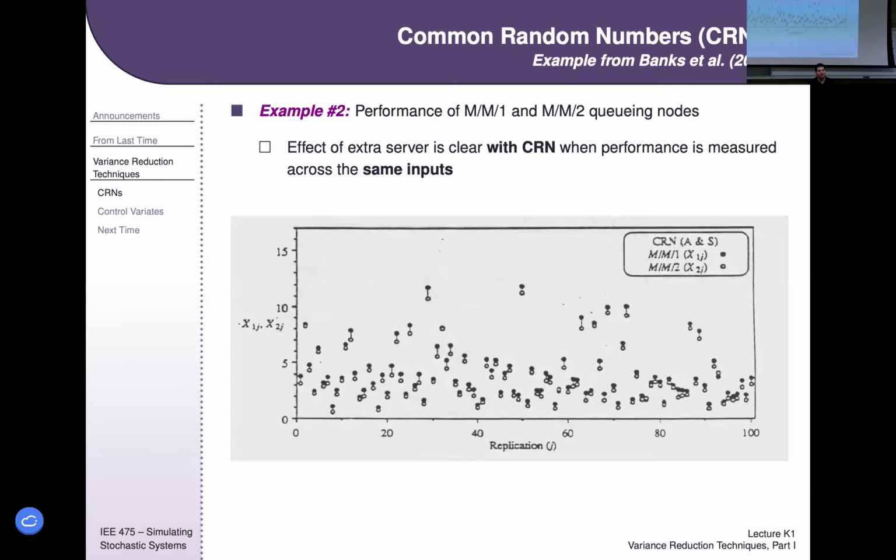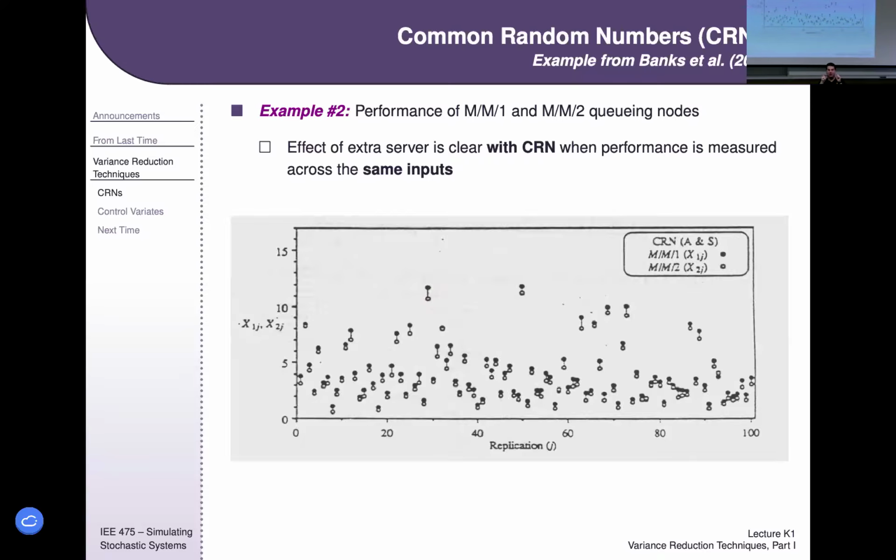But when you pair them so they get the same customers, then you notice a pattern. And you notice the pattern that you'd expect, that the waiting time with one server tends to be longer than the waiting time with two servers. So what they're saying here is these are underutilized servers. These servers are not near capacity.